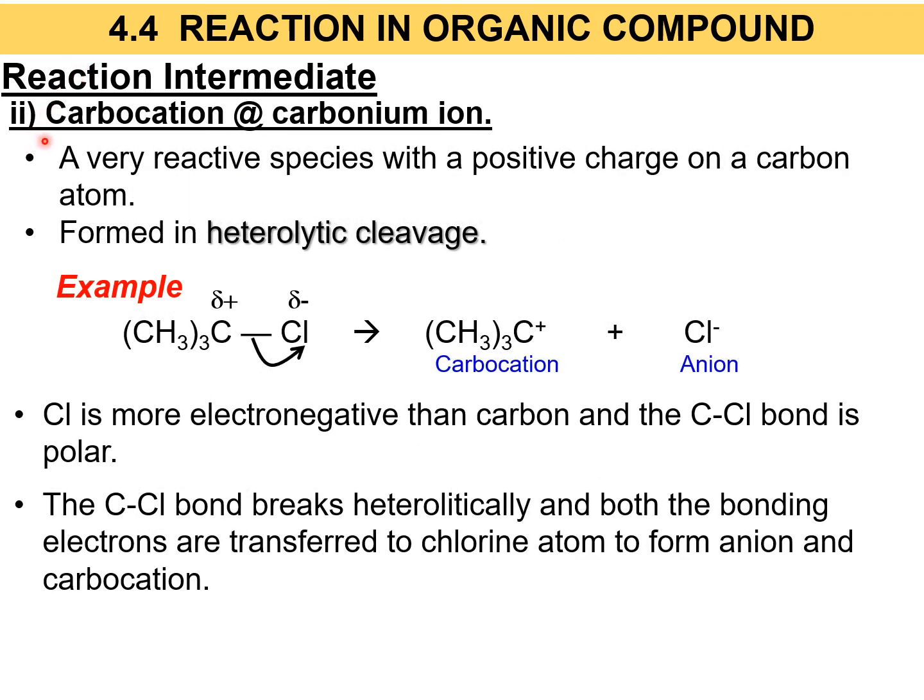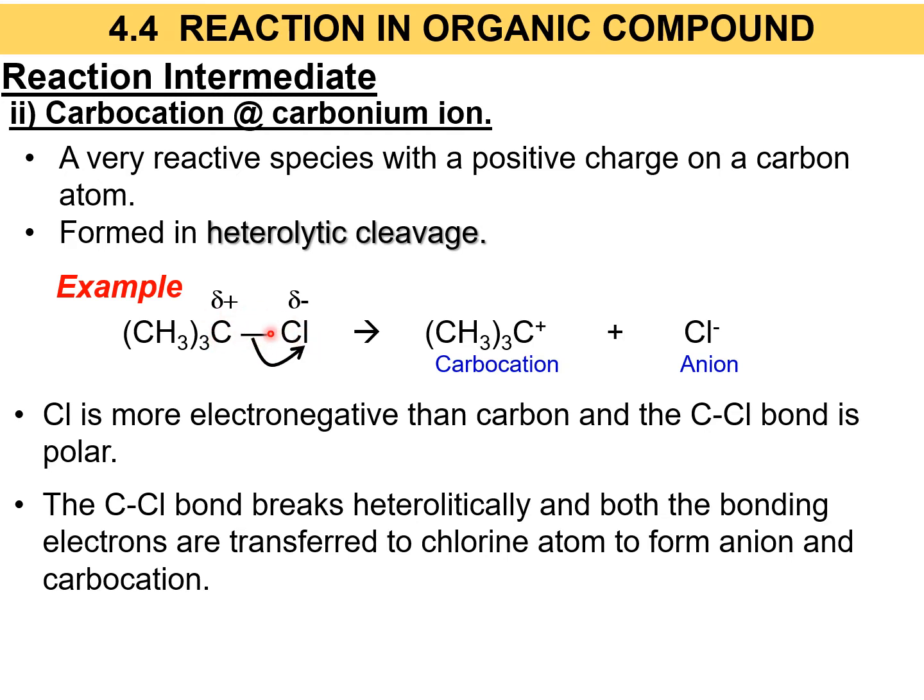Alright, and the next reaction intermediate that I want you to learn about is carbocation ataupun dikenali sebagai carbonium ion. So basically, carbocation ni adalah reaction intermediate yang a very reactive species with a positive charge on a carbon atom, and dia dihasilkan daripada heterolytic cleavage. For example, kalau you ada organic compound di mana kita nak buat bond breaking between two different electronegative atoms. Okay, this is a polar bond.